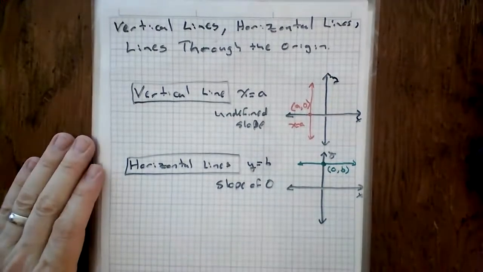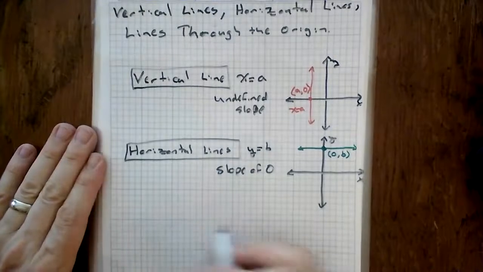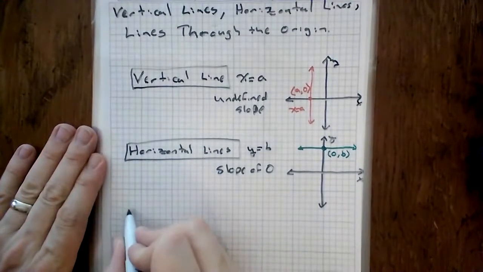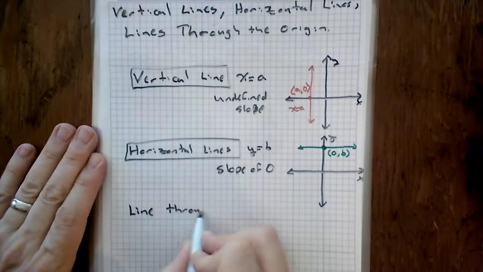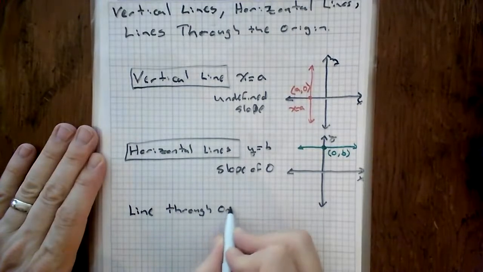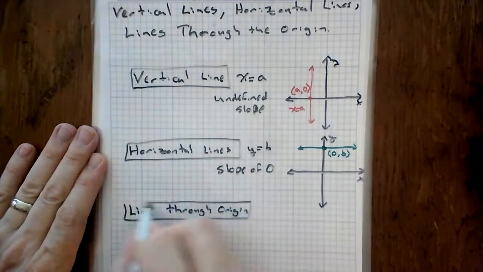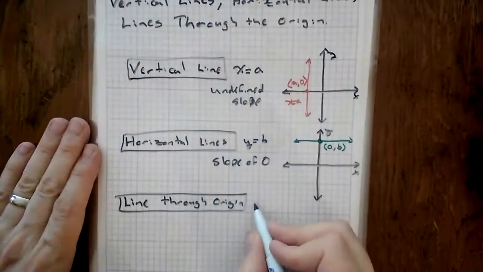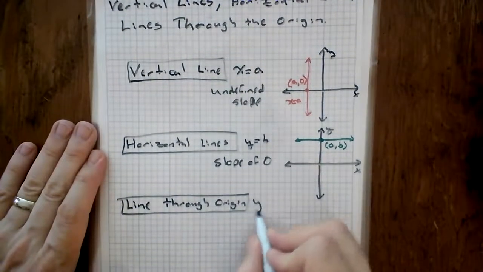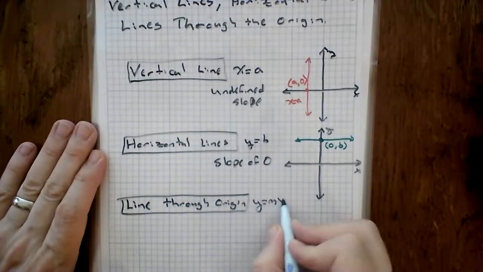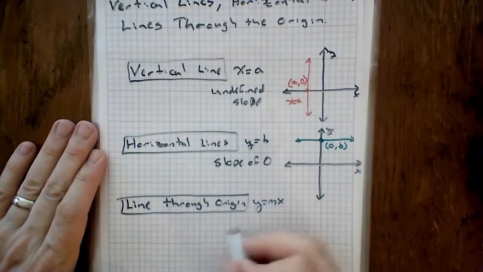Last but not least, we've got kind of an interesting but special case. We've got lines that go through the origin. Now, a line through the origin will have a slope. You might be used to saying y equals mx plus b. In this case, it's just going to be y is equal to mx. So we're going to have whatever normal slope we would have. Our slope is m.